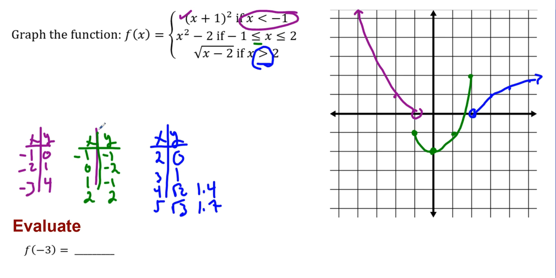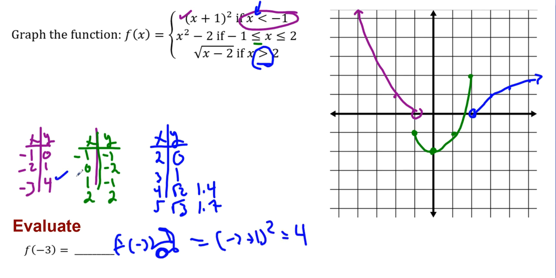Now, sometimes I'm just going to give you this and say evaluate f of negative 3. So you come up here and say, okay, where does f of negative 3 fall in? It falls in right here. So you just do f of negative 3 is equal to negative 3 plus 1 squared, which is equal to 4. We already evaluated it right here, by the way.